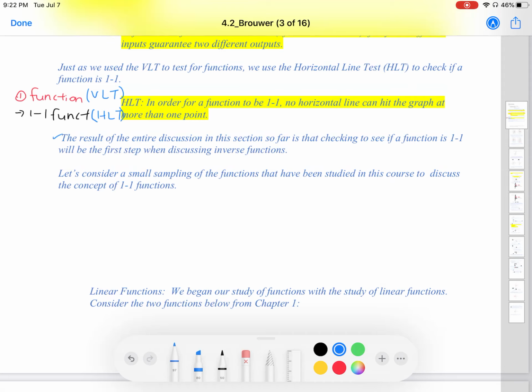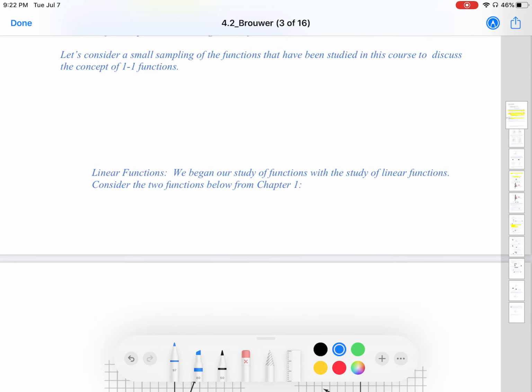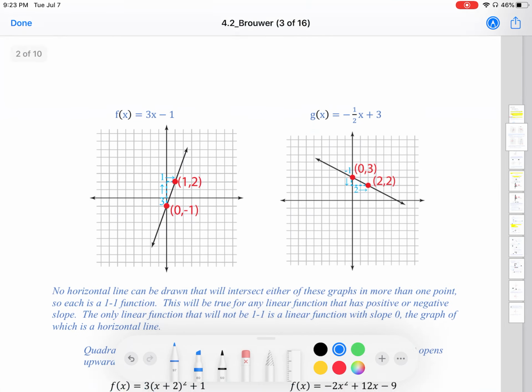The result of the entire discussion in this section so far is that checking to see if a function is one-to-one will be the first step when discussing inverse functions. Let's consider a small sampling of the functions that have been studied in the course to discuss the concept of one-to-one functions. Linear functions, your y equals mx plus b, your lines. We begin our study of functions with the study of linear functions. Consider the two functions below from chapter 1.